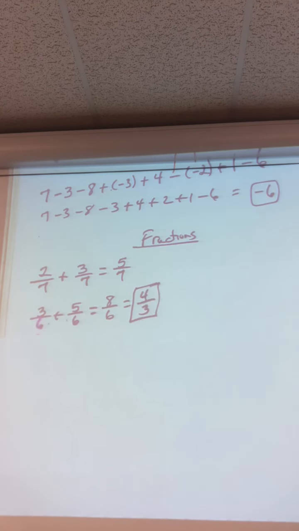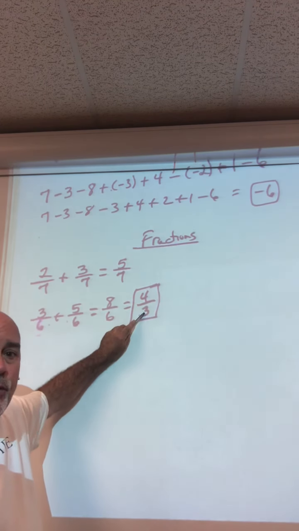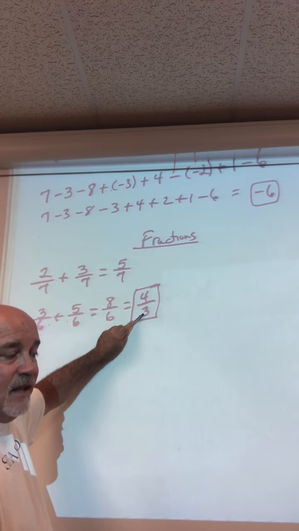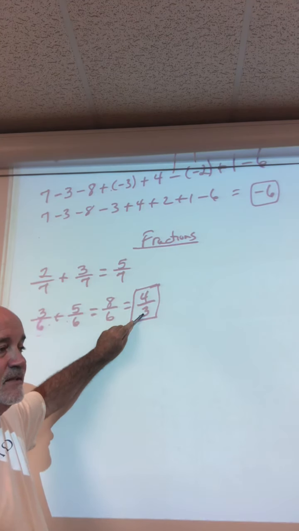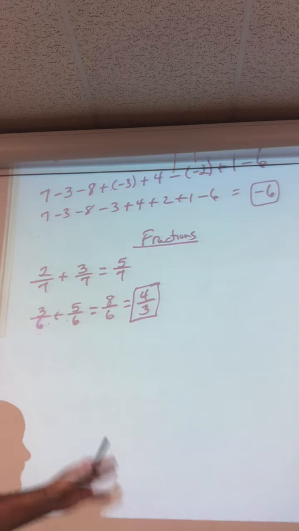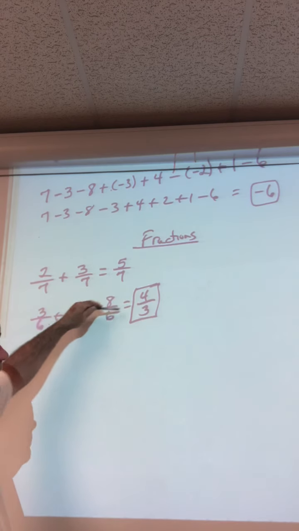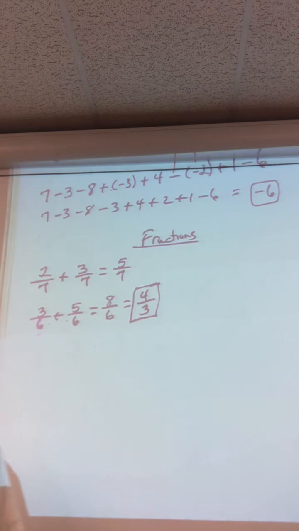So what this means is, if you take a pie and cut it into 3 equal pieces, 2 different pies, and you take 4 of those pieces, that's the same amount as if you take 2 pies and cut them into 6 equal pieces, and you take 8 of those pieces. 8 over 6 is the same thing as 4 over 3.